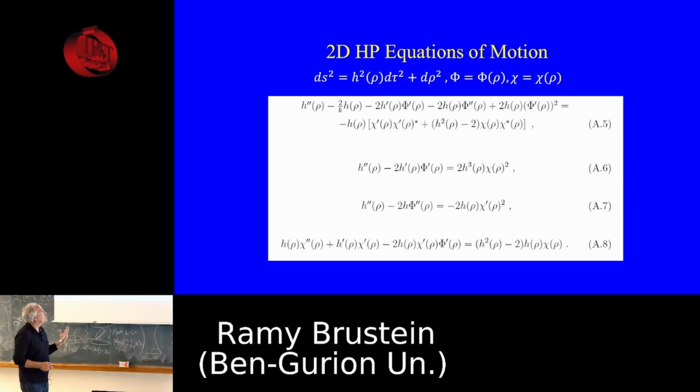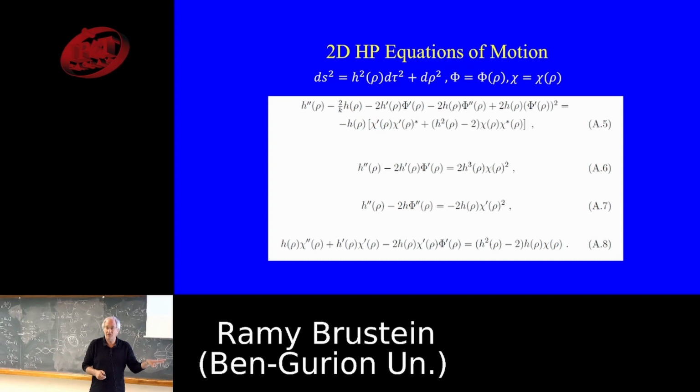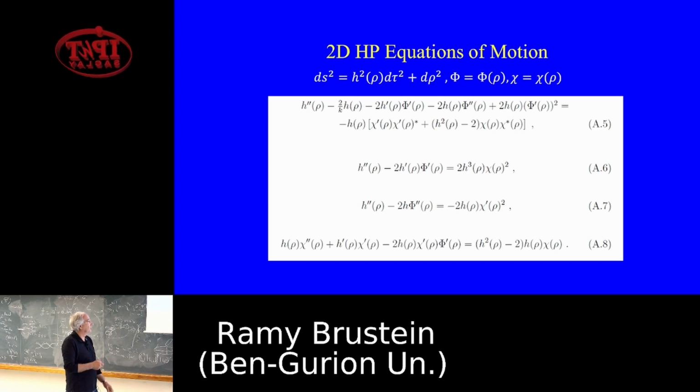Okay, now, again, something completely standard. I take this action. I calculate the equations of motion, the 4 equations corresponding to the G tau tau equation. This is who knows what. But there are 4 of them, so exactly like before.